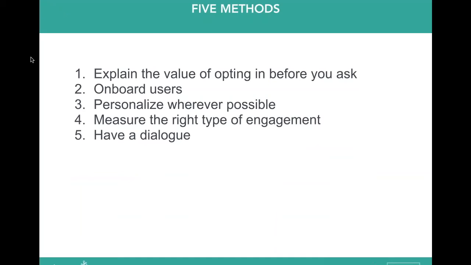Okay, well, let's kick this off. So the reason that we're all here is we're looking for best practices to keep users more engaged on our apps. And here are the 5 methods we're going to cover today. First, we're going to explain the value of opting in before you ask. We're going to talk about onboarding users, how do you get them engaged and ramped up quickly. Talk about personalization, talk about measurement, an all-important topic when it comes to mobile growth. And then we're going to talk about this concept of really having a dialogue. What's possible when you can have this kind of two-way communication with your users, given the fact that you can't sit them down in a chair right across from you and have that one-on-one communication. So those are the 5 methods we're going to talk about today.